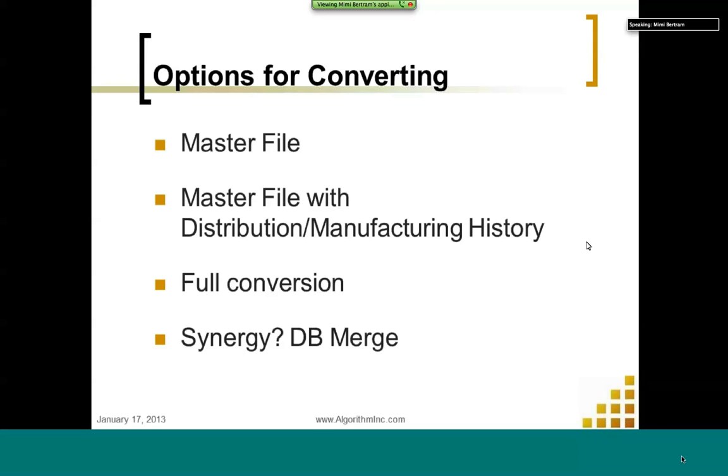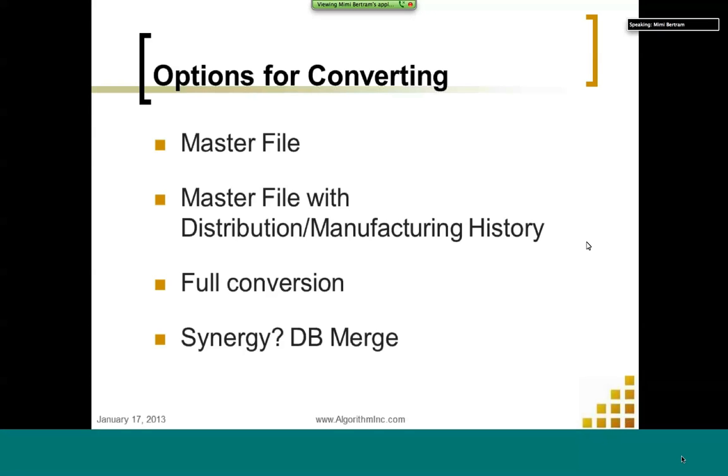Your second option is a master file with distribution and manufacturing history. Again, same kind of master files, big guys coming over, but this time you also get your inventory, order entry, production, and shop floor control history. Or you can do a full conversion. Full conversion brings over everything. You get the master files, you get the transactions, you have open orders, everything comes over.